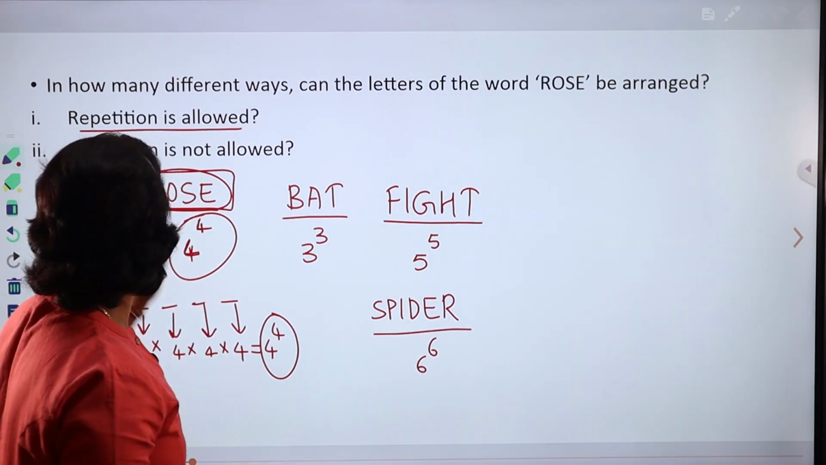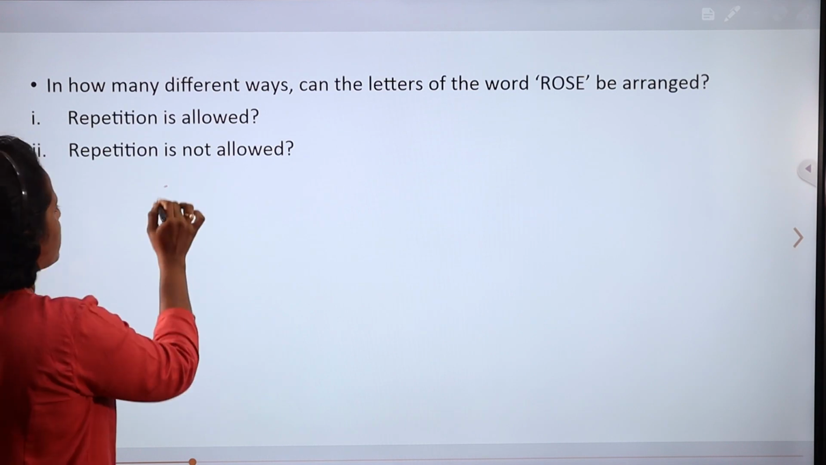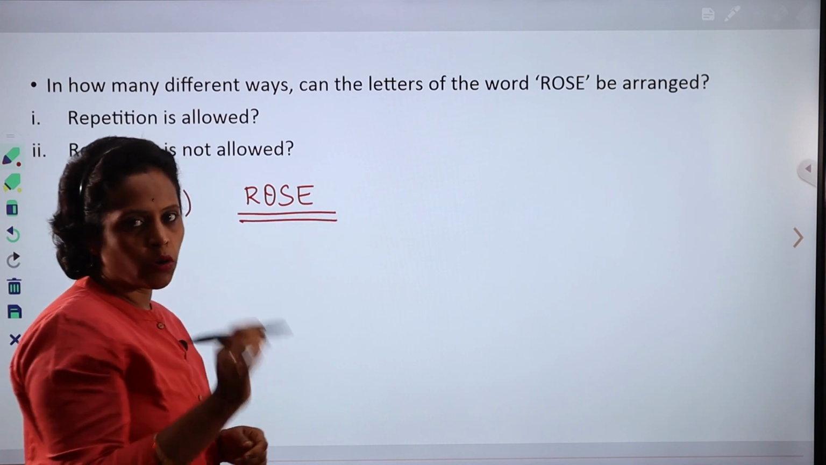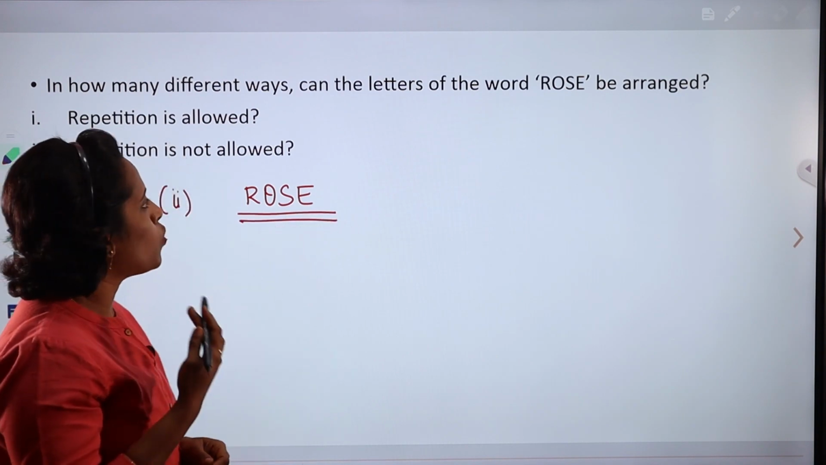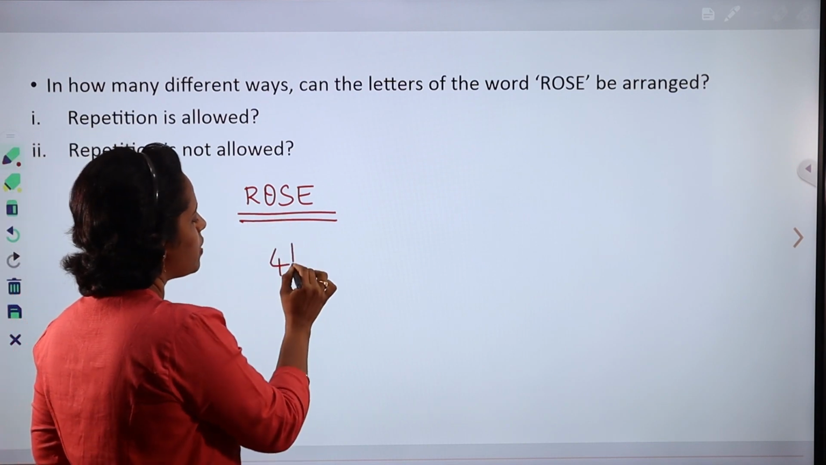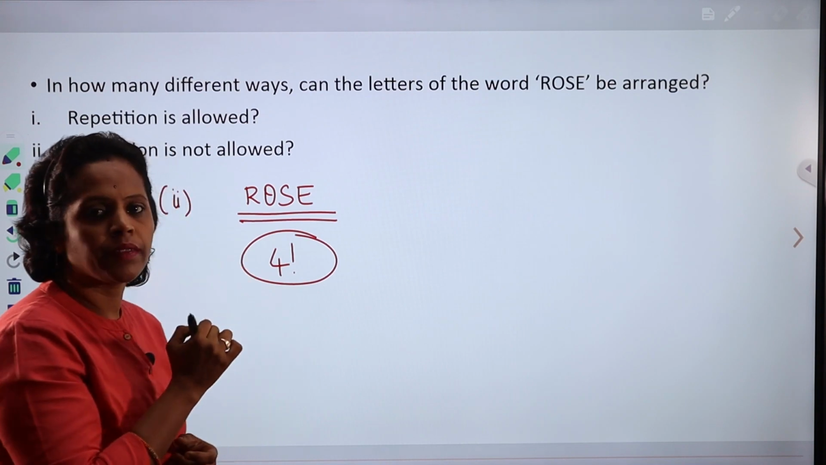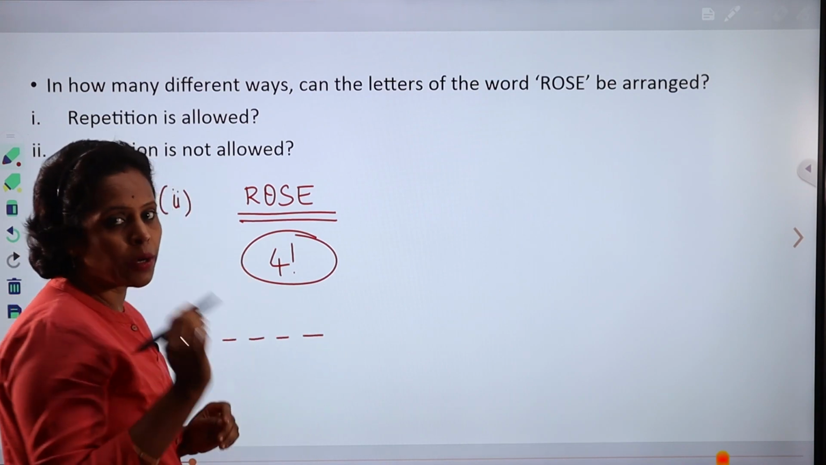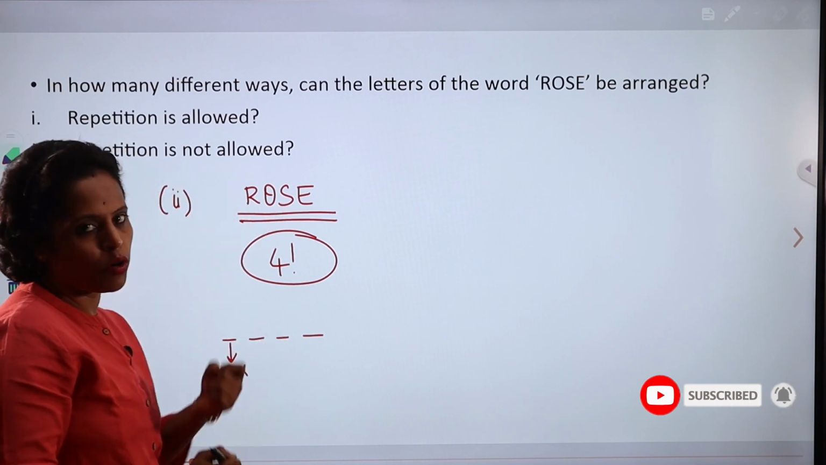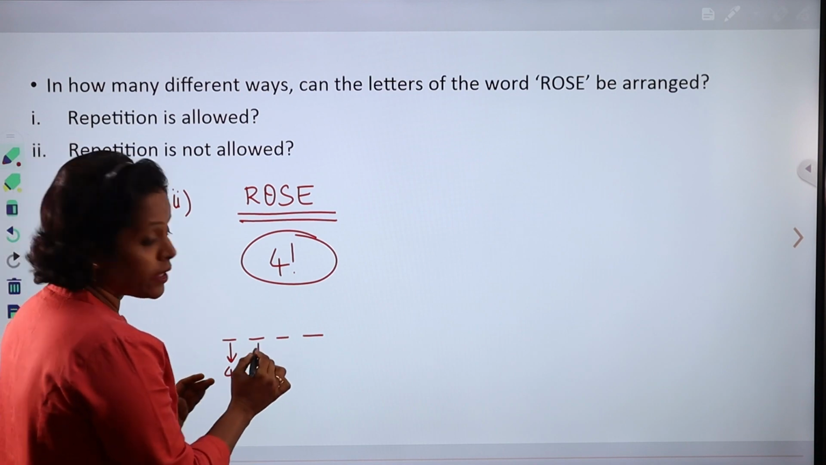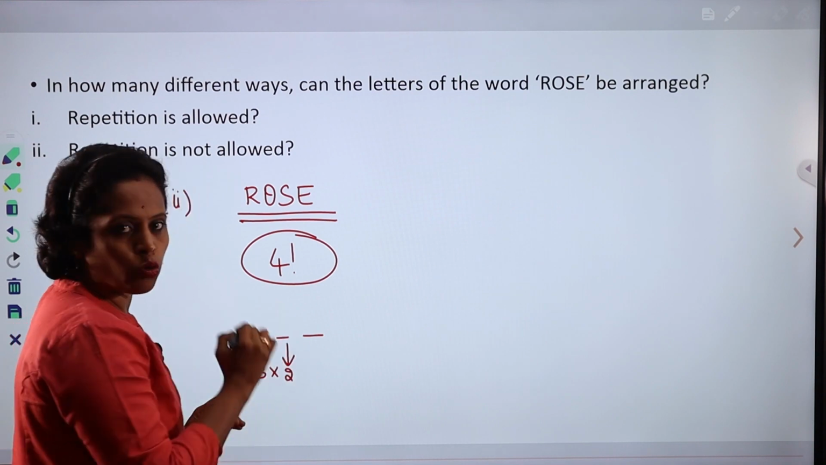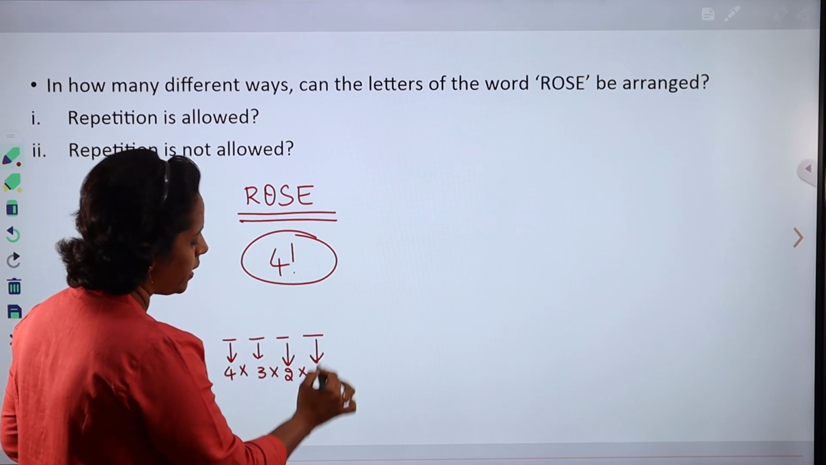Let's see the next bit, the second bit. The second bit is repetition is not allowed. We are given the word ROSE. It is a 4-letter word, and so the number of words that can be formed using the letters of the word ROSE without repetition is 4 factorial. If I take 4 blanks, without repetition, the first blank can be filled in 4 ways because we are given 4 letters. So one letter is already used. The next blank can be filled in 3 ways. The next blank can be filled in 2 ways. The next blank can be filled in 1 way.